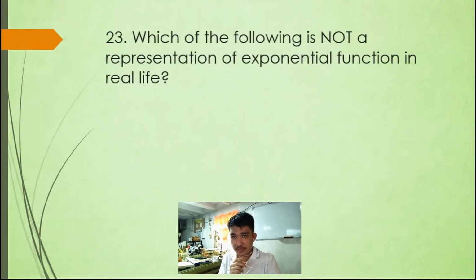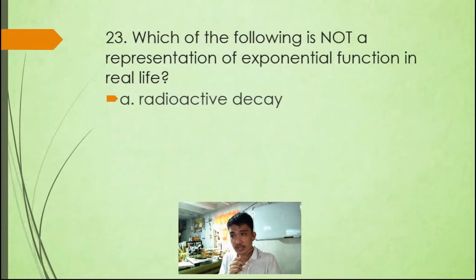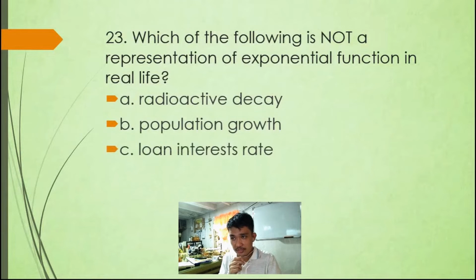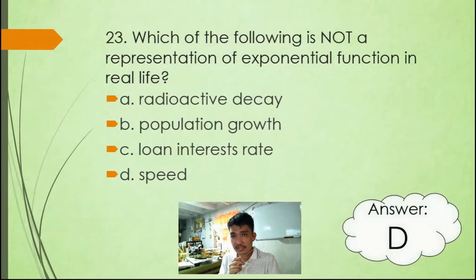Number 23. Which of the following is not a representation of exponential function in real life? Letter A, radioactive decay. Letter B, population growth. Letter C, loan interest rate. Or letter D, speed. The answer is letter D, speed.